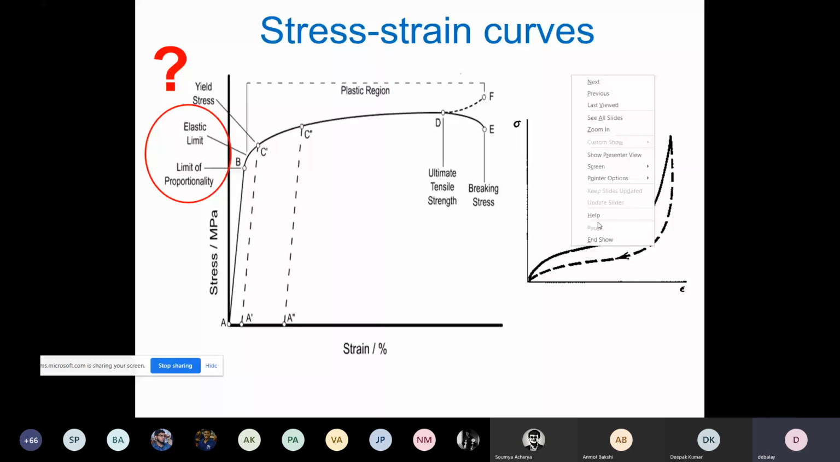And then the curve goes on, and you see the ultimate tensile strength, the maximum value, and then the breaking stress. The curve drops if it is an engineering stress-strain curve. If it is a true stress-strain curve, it will continue moving up. Here we are trying to show some kind of nonlinear elasticity, time dependent elasticity, and these things in the curve plot.